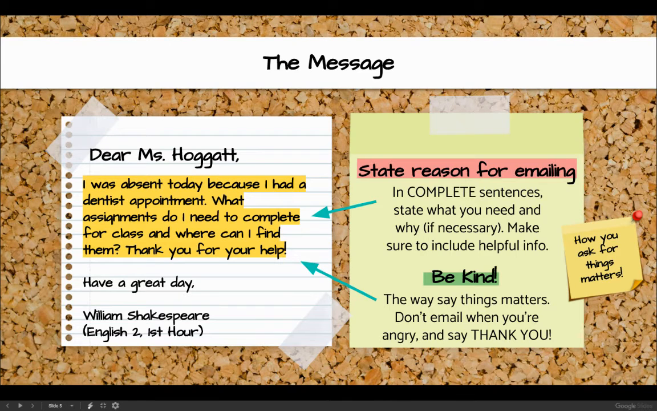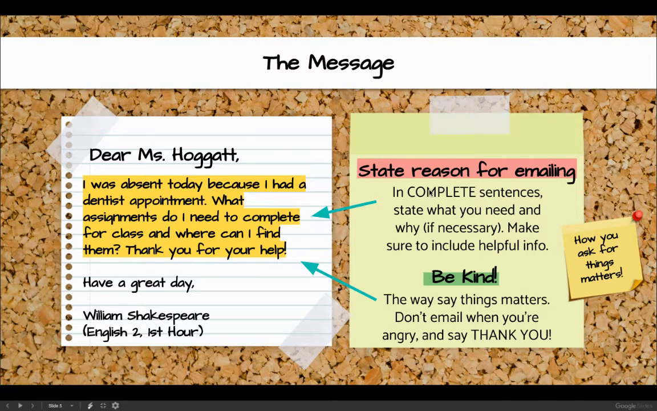Okay, the message. So the message is where you're actually saying what you're emailing about. So here's an example. They're emailing Miss Hoggett. So they've got their greeting, dear Miss Hoggett, and here's their actual message. I was absent today because I had a dentist appointment. What assignments do I need to complete for class and where can I find them? Thank you for your help. Have a great day. And of course, as a made-up name, William Shakespeare, English 2, 1st hour.